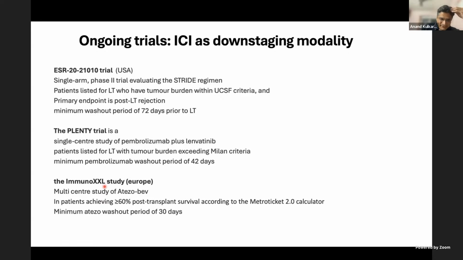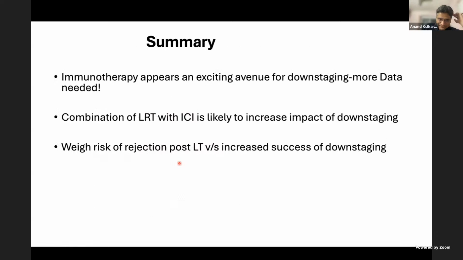But there are certain caveats about using STRIDE. It probably has more adverse events, and real world evidence is still lacking for STRIDE. The minimum washout period here is 72 days, so the risk of recurrence and progression is a little high with this. Let us hope and wait for newer ongoing trials. We'll see many more drugs coming up for downstaging these patients of HCC and improving their survival.